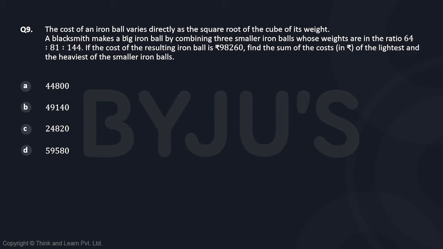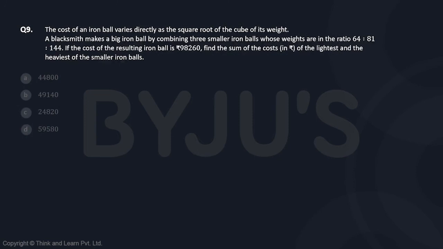The question says that the cost of an iron ball varies directly as the square root of the cube of its weight. So let's write the statement for the cost. Cost is directly proportional to the square root of the cube of its weight. Let's say C is the cost, that is proportional to weight raised to the power cube and then square root, so I'll write it as 3 upon 2. So we can say that cost will be equal to K, the constant, W raised to the power 3 by 2. So C is the cost, W is the weight, and K is the constant of proportionality, right?